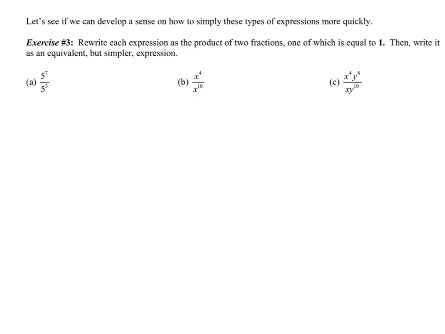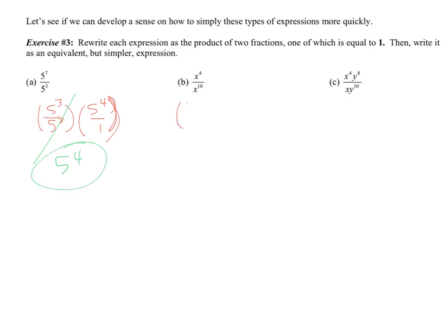So we want to start doing these a little bit more quickly. So let's rewrite these expressions as a product of two fractions, one of which is equal to 1. So the first one, I have to have 5 over 5, and let's do the simplest one. So 5 to the 3rd over 5 to the 3rd, and what's left over is 5 to the 4th. So obviously this is gone, and 5 to the 4th is your answer.